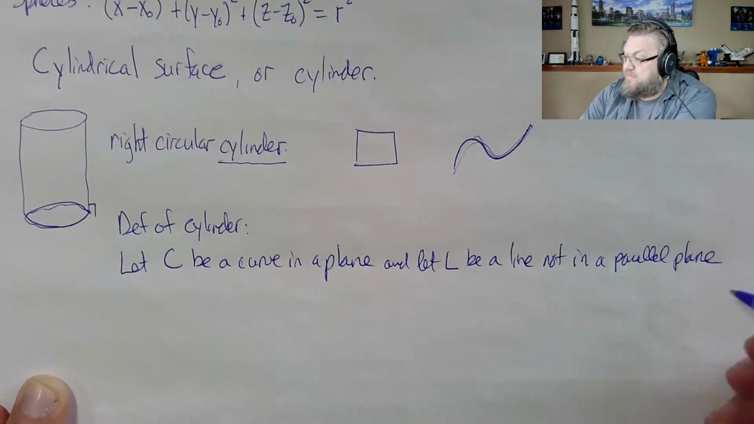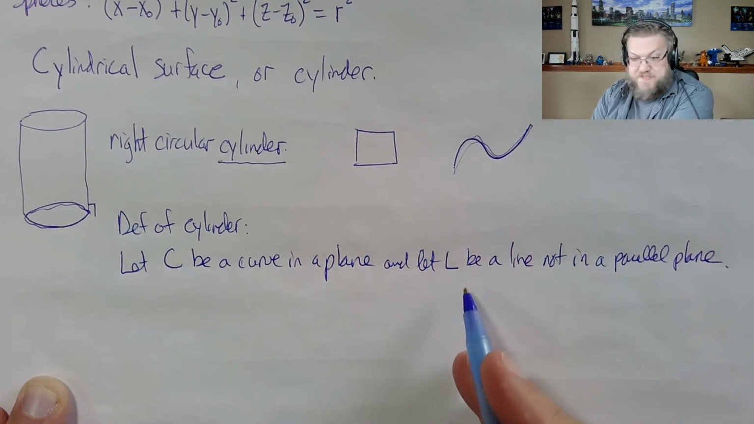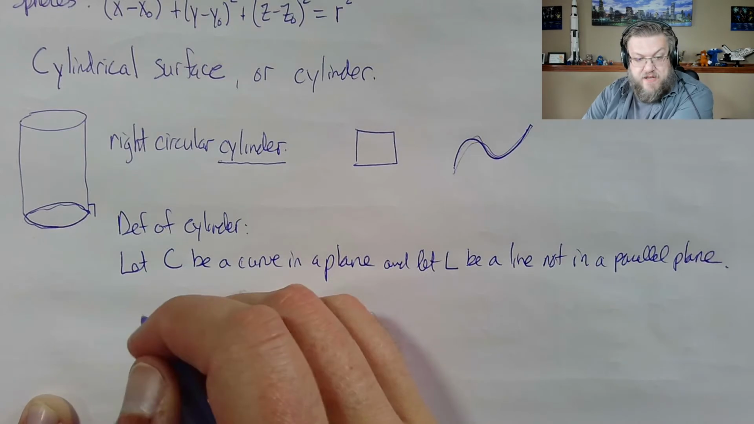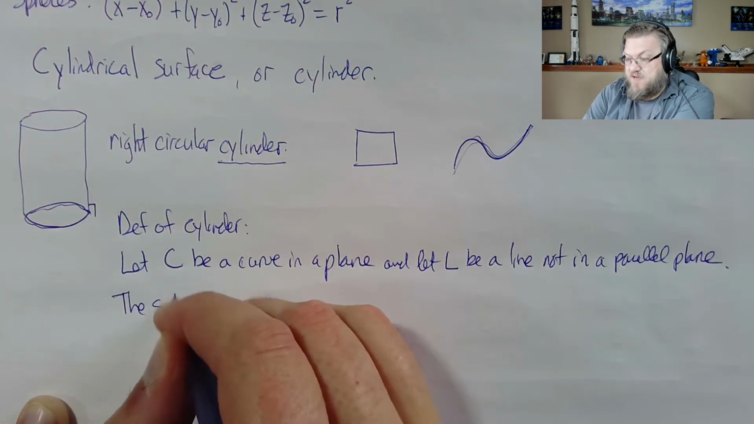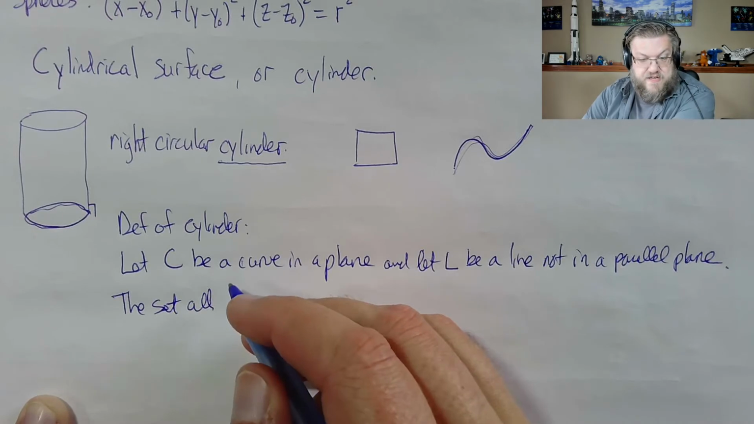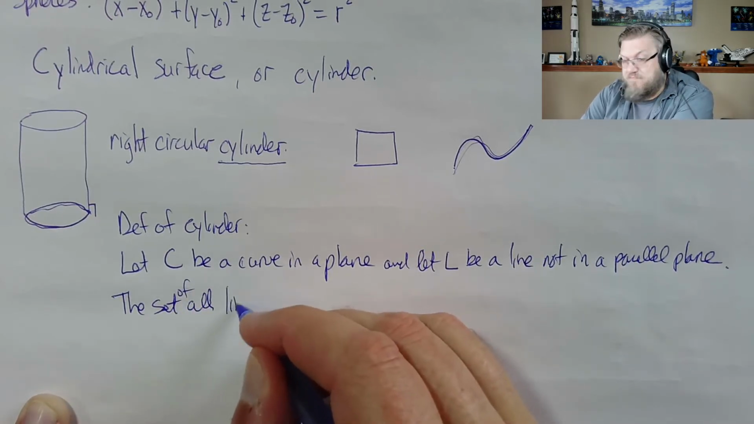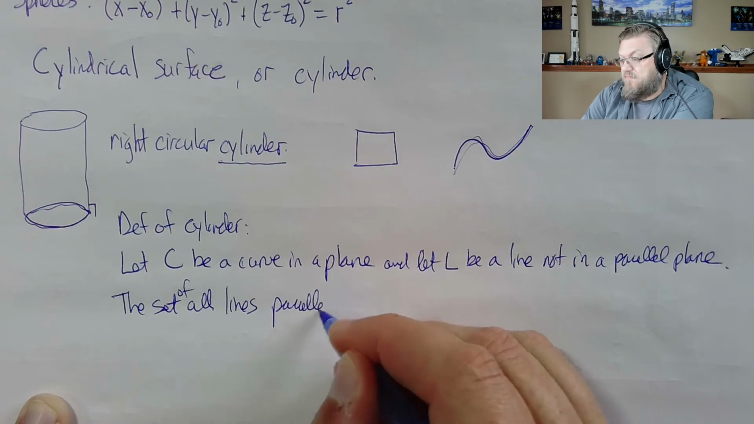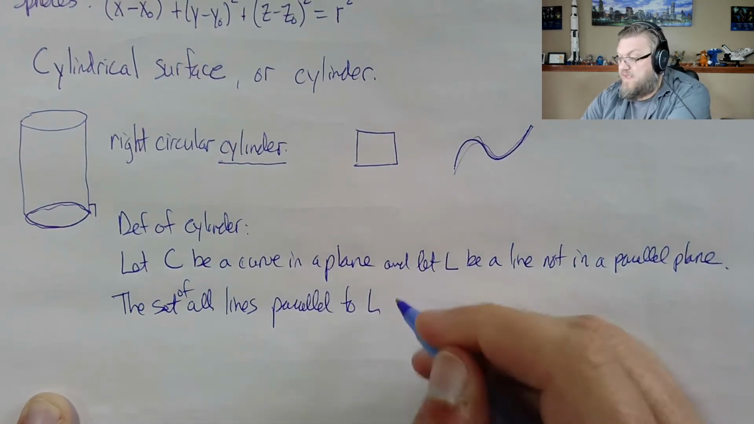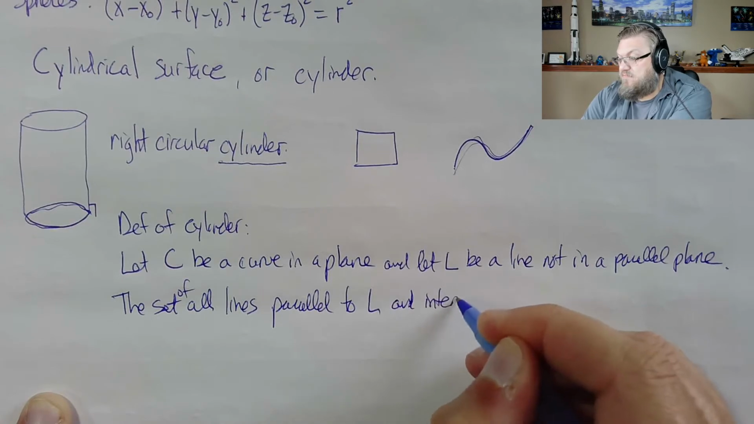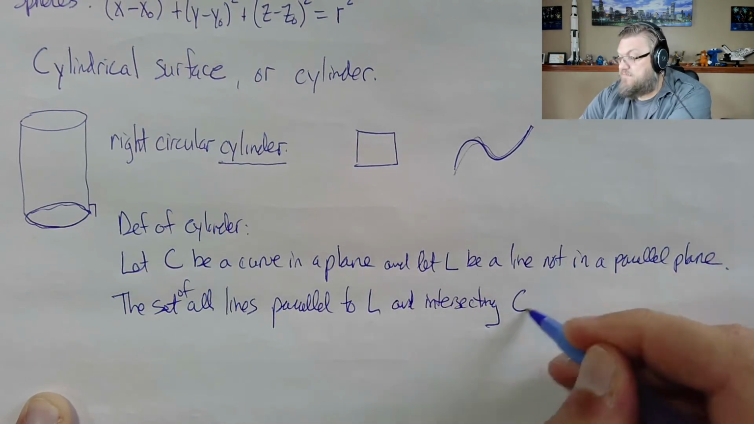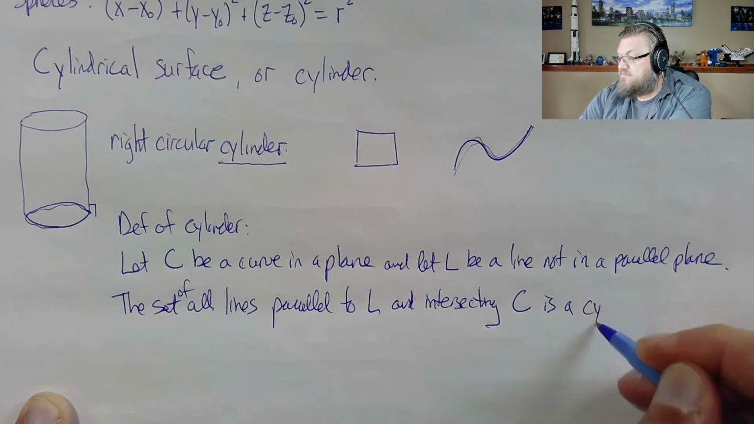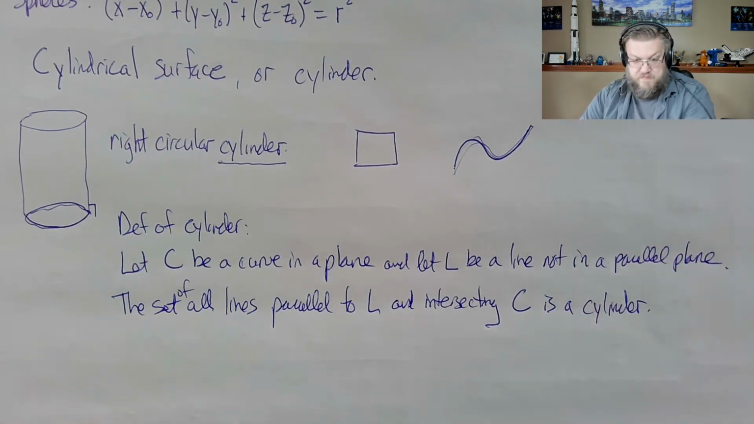Now, given those two things, a curve C and some line L not in a parallel plane, we can now say the set of all lines parallel to L and intersecting C is a cylinder. Okay, take a moment to read that again. The set of all lines parallel to line L and intersecting the curve C is a cylinder.